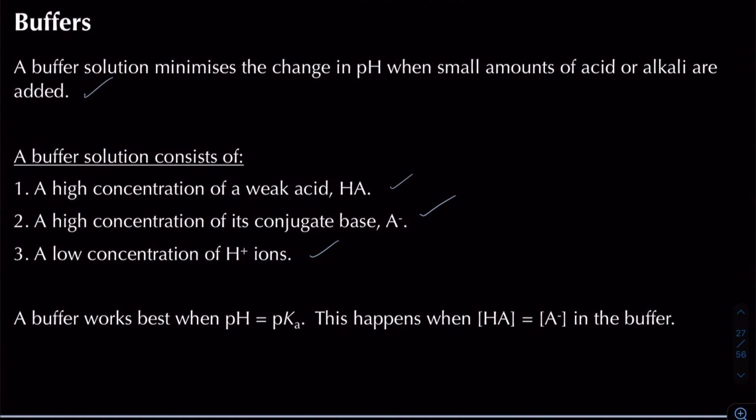Now, for our buffer solution, we need to be able to memorize that it works best when the pH of the buffer solution is equal to the value of pKa, and this happens when the concentration of HA, our acid itself, is equal to the concentration of A minus, our conjugate base within the buffer.